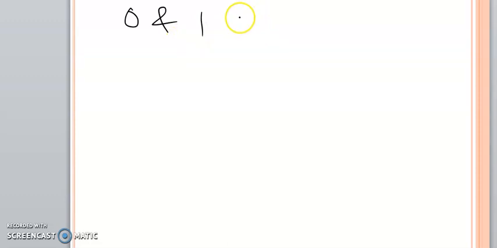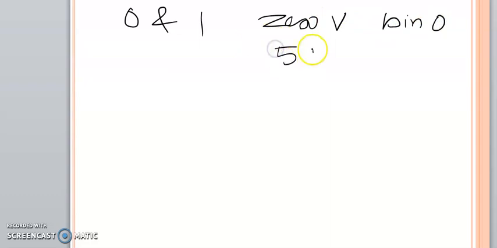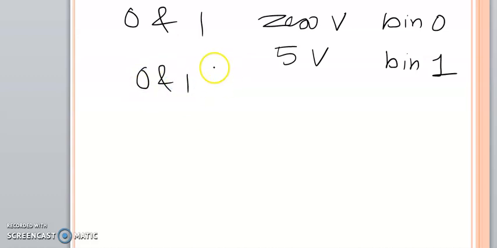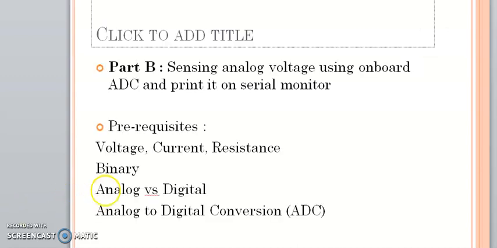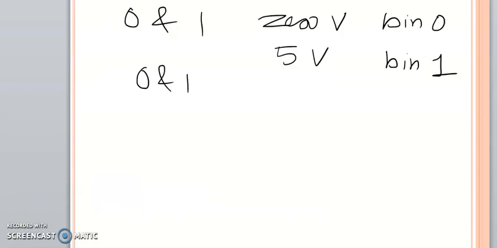When a microcontroller is powered from a 5-volt source, it understands 0 volt as binary 0 bit and 5 volt as binary 1 bit. So this is nothing but binary. That is, any number which consists of combinations of 0 and 1 is called binary. Now we will move towards the next prerequisite, that is analog versus digital.